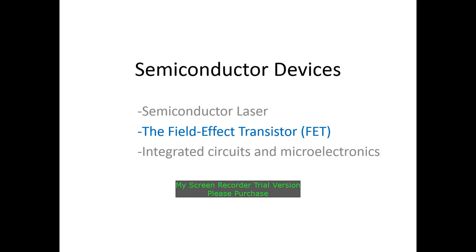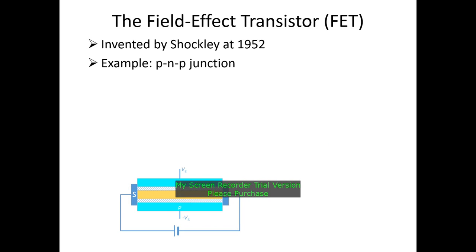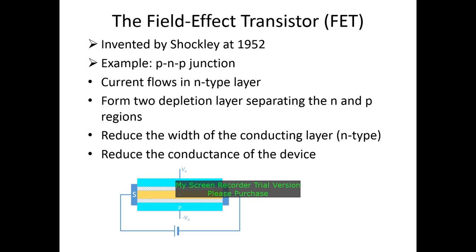Next, I will introduce another semiconductor device, the field effect transistor, FET. The field effect transistor was invented by Shockley in 1952. The FET is also a device based on the PN junction. Here we will look at the PNP junction as the example, but the NPN junction and many other types of field effect transistor are also possible.